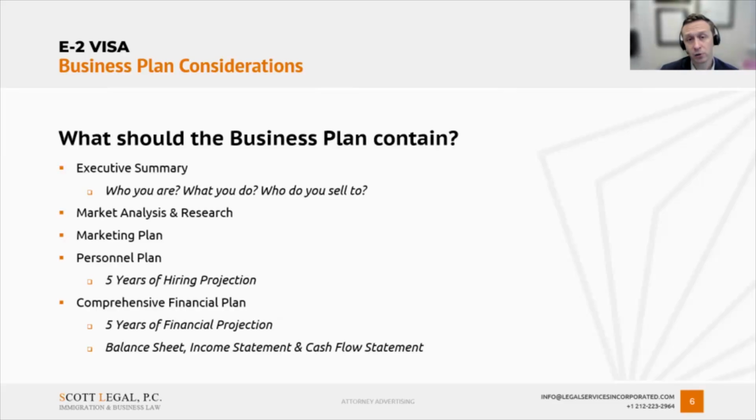Also, a comprehensive financial plan. So the financial plan really is going to show what the projected income and costs of the business are, again, over a 5-year period. The financial plan is also going to talk about the assumptions being made. So when you say that your business is going to generate $400,000 of revenue in year 5, what are the assumptions there? How much are you going to charge for each product? How many customers are you going to need in order to generate that revenue? Things like that.